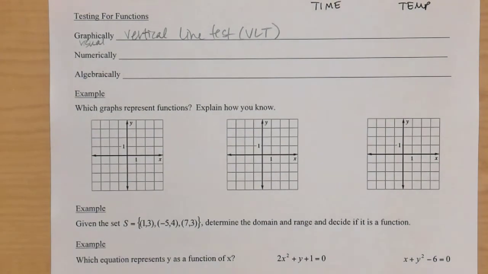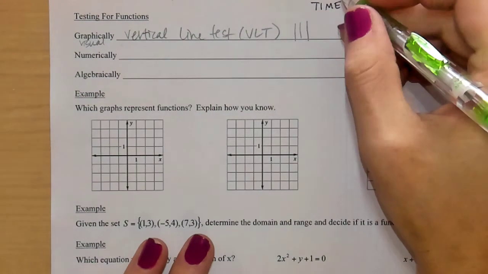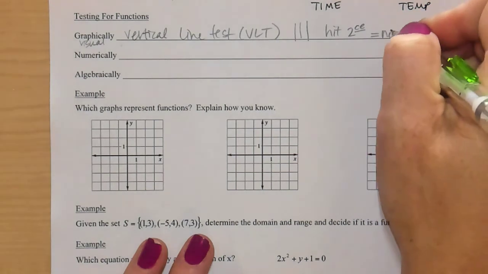So vertical line test, you're just going to be drawing vertical lines. If you hit the function twice, then not a function.